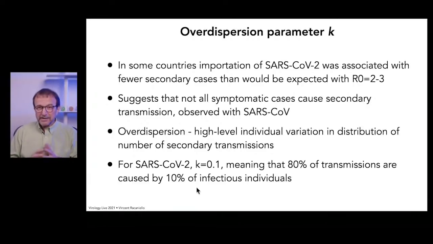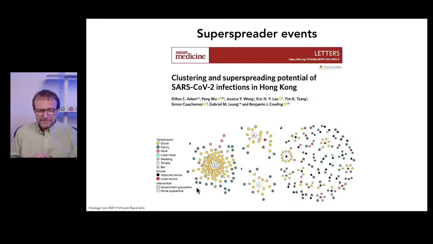And this is why, if you have a family, my brother was positive, but none of the other 5 family members got infected. This is why. Because of the overdispersion parameter. Everything can be explained eventually. And what that means is we get super spreader events like this one in Hong Kong, reported in Nature Medicine, which we also covered on TWIV.